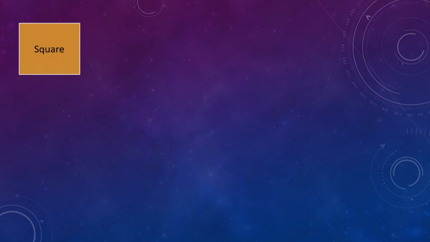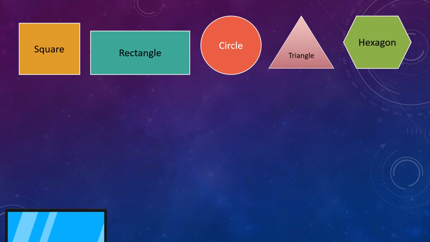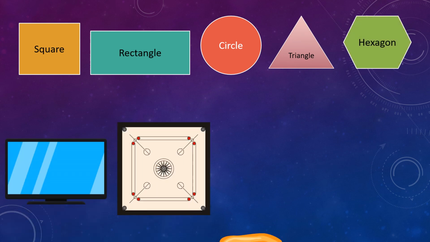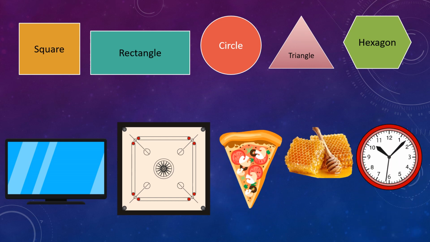Now let us do a small activity and match the objects with a shape. Square, rectangle, circle, triangle, hexagon. Objects: television, carom board, a slice of pizza, honeycomb, clock.